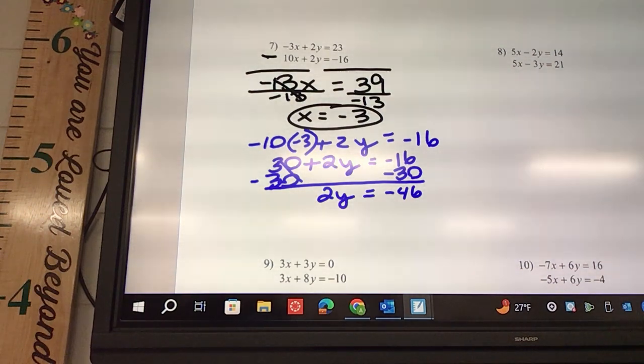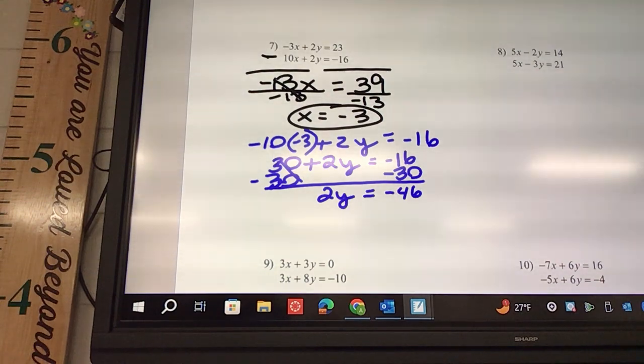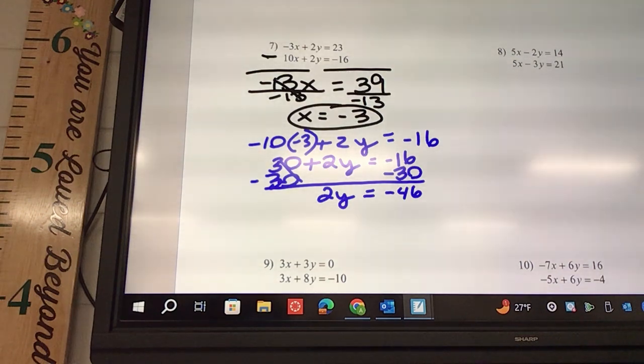Did I do something wrong? Because I feel like my number is just going to be huge. Negative 13, 0. 39. Why is the 10 negative? It's not. Thank you.